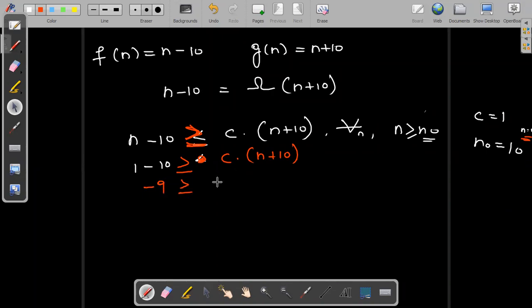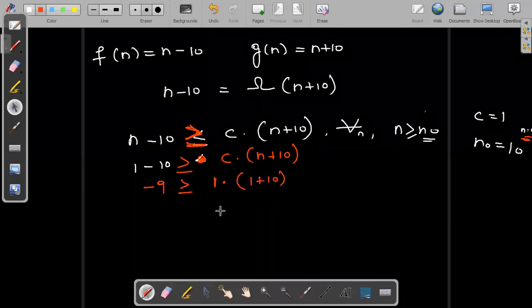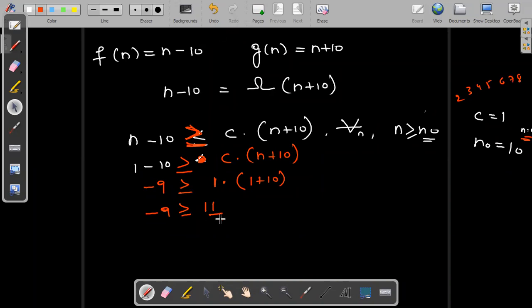Here I am taking the c value 1 dot, and the n value 1 plus 10. Is it possible? Minus 9 greater than or equal to 1 plus 10, which becomes 11. 11 into 1 is 11 only. Minus 9 is not greater than or equal to 11, so it will not work. That is the reason why you check for n value equal to 2, 3, 4, 5, 6, 7, 8, 9, 10, like that.